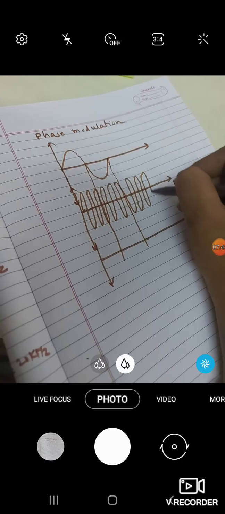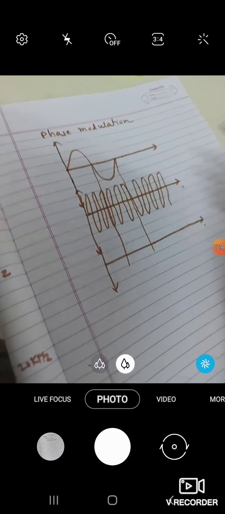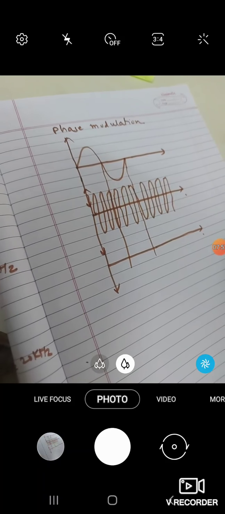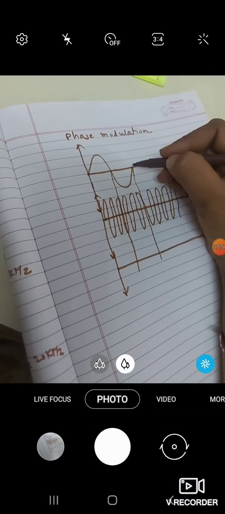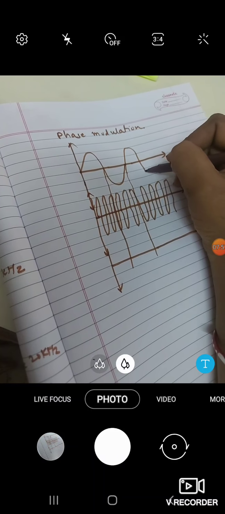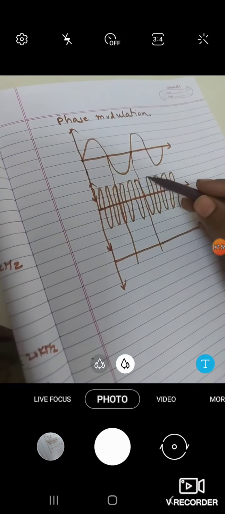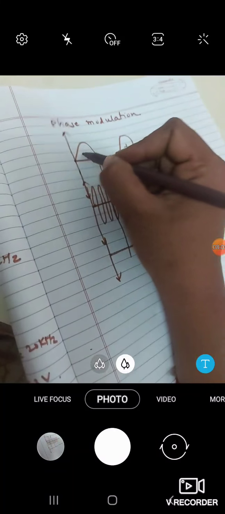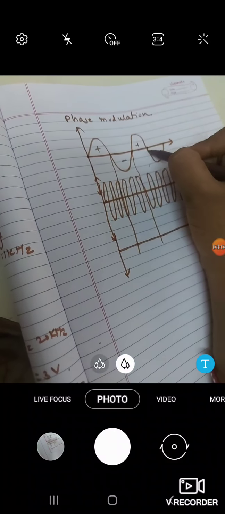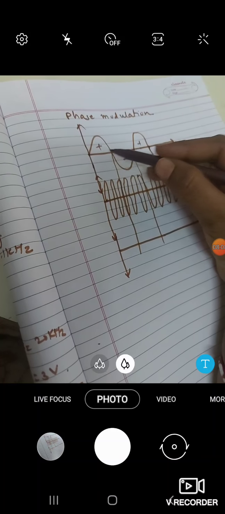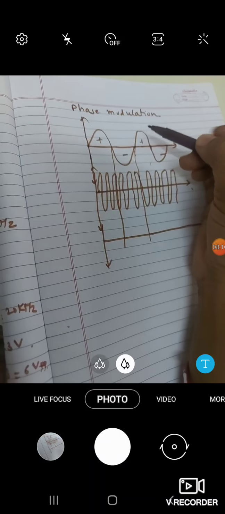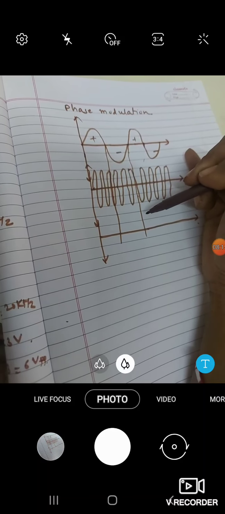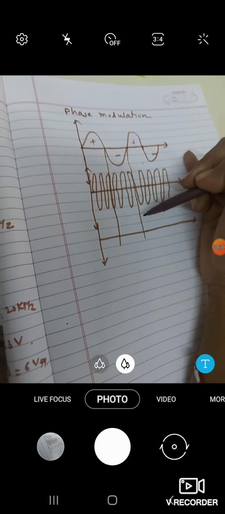Particularly when we are drawing the waveform of phase modulation, we have to take projections of the positive half cycle and the negative half cycle. So here it is positive, here it is negative, here it is positive, negative. So here are the 3 points where the positive to negative transition is taking place. You have to take its projections, and at that projection only the phase of the particular signal is changing.